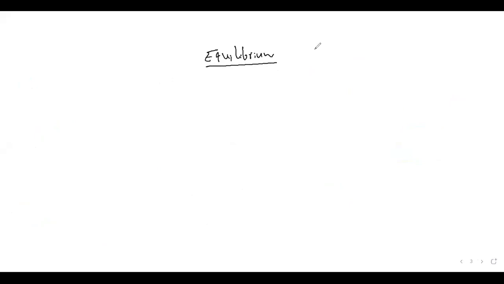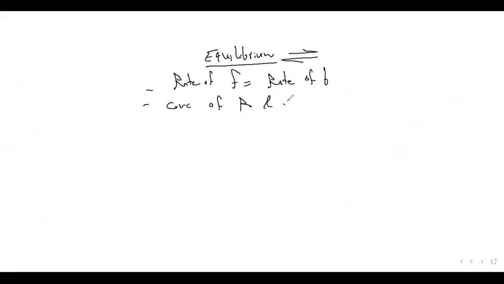Equilibrium means that the reaction proceeds in two directions, a reversible reaction. So what is meant by equilibrium? It is when the rate of the forward reaction equals the rate of the backward or reverse reaction, and the concentration of reactants and products is constant and doesn't change.